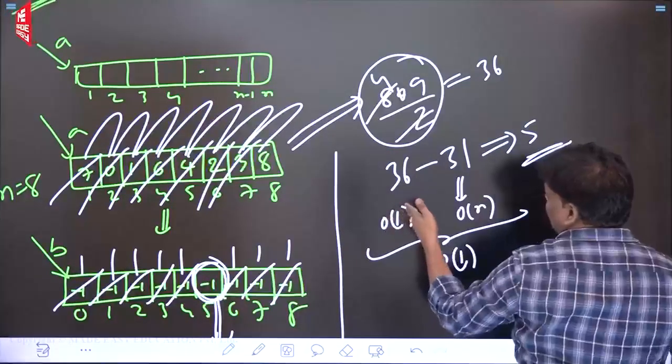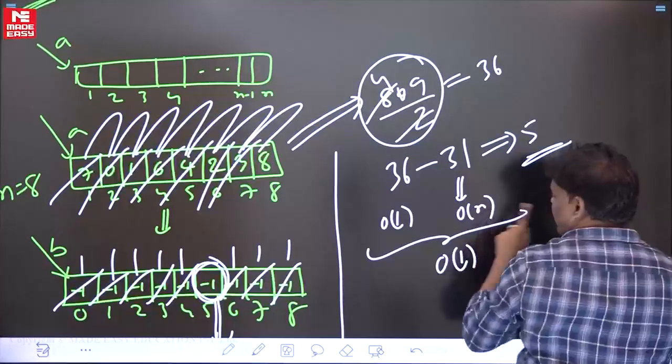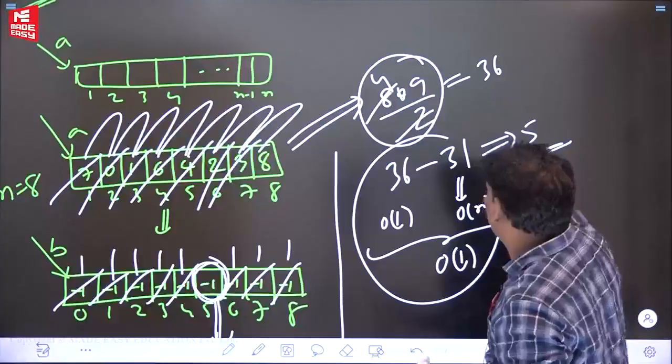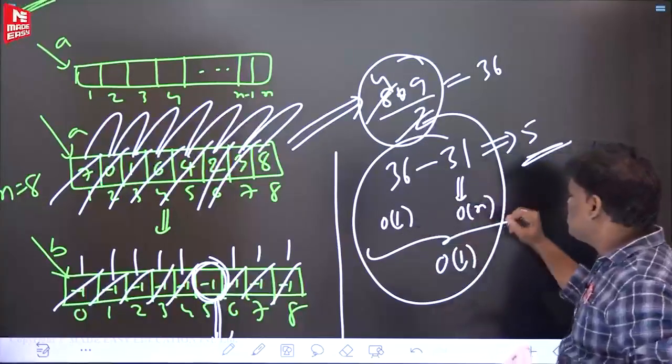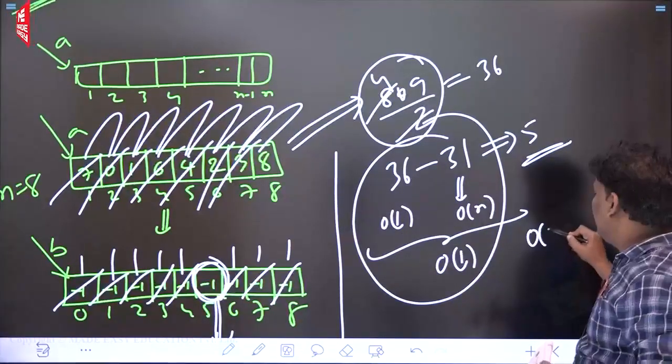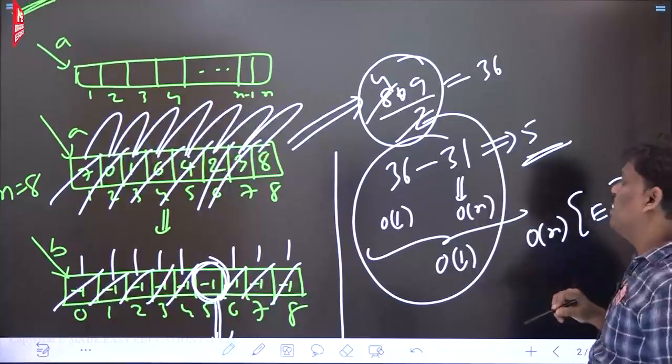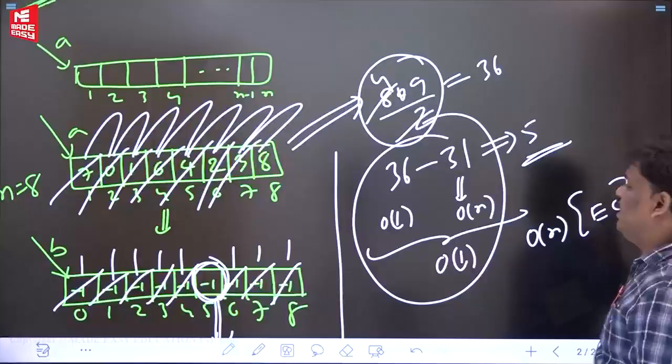Formula will take constant time. Adding all requires one loop, order of n. Subtraction will take constant time. So overall time, constant plus n, what is the answer? Order n time in every case. And one more advantage with this algorithm: there is no requirement of one more array.